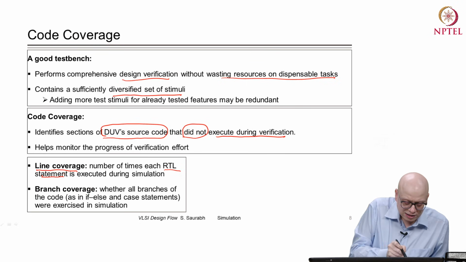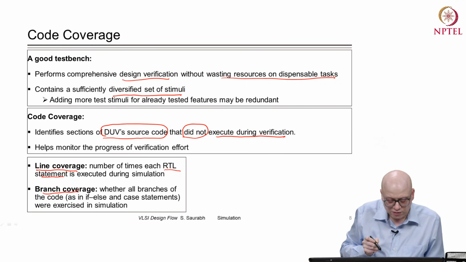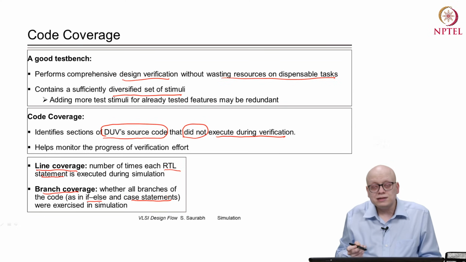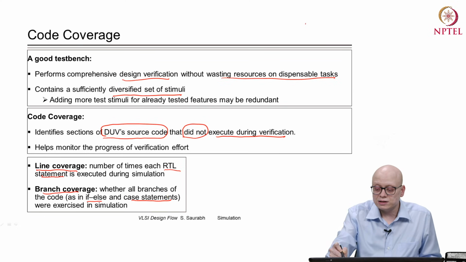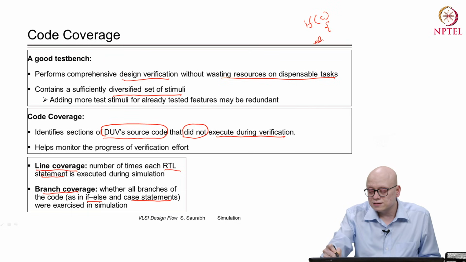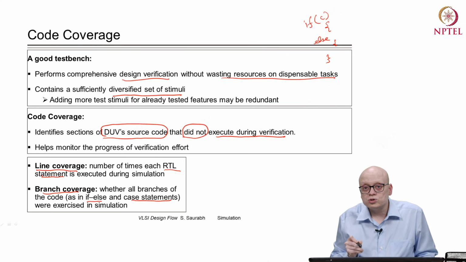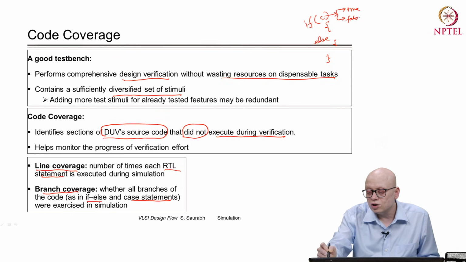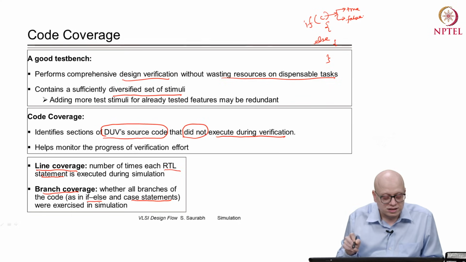Now, the other type of code coverage measure is the branch coverage. It measures whether all branches of the code, as in if else or case statements, were exercised in simulation, right. So, if we write a statement like if condition C, then a set of statements, else a set of statements, then branch coverage will ensure that C takes both a value of true as well as false. If it does not, then it will report that this branch was not covered. Similarly, for case statements.